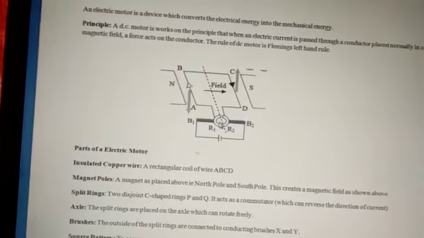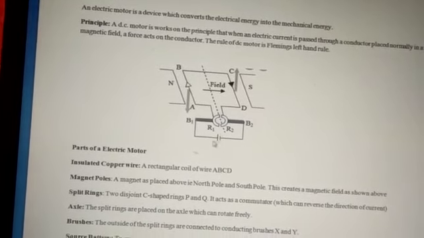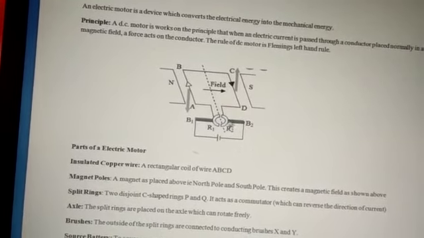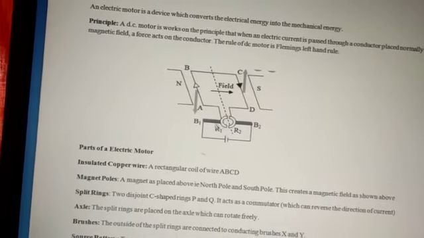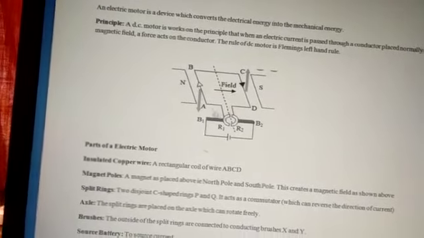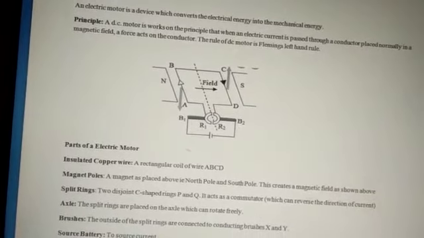To change the direction of the current, the positive becomes a negative and the negative becomes a positive, like that. We can change the direction of the flow of the current. So that is why we are using the commutator.